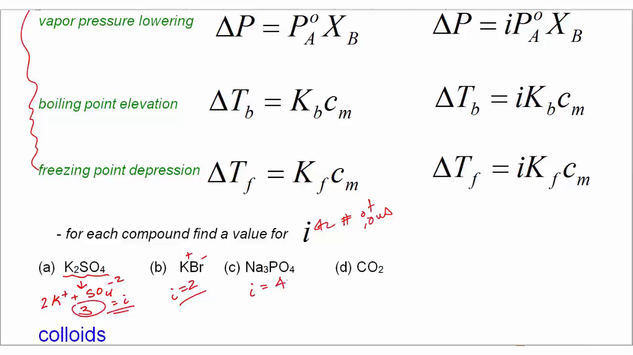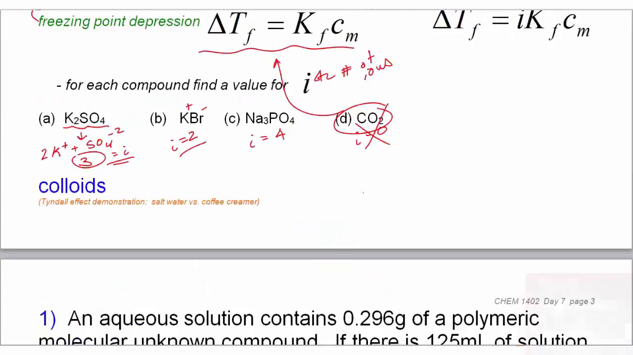4. What if the solute is carbon dioxide? What would little i be? Well, it doesn't apply, because it's not an ionic compound. That's a molecular compound. So if your solute is carbon dioxide, you're going to be using this set of equations, that column, because it's a molecular solute.